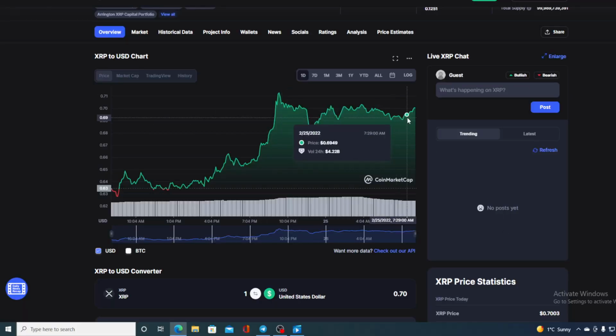Now, of course, I would need to tell you that I'm not a financial advisor, so if you are looking to invest in any kind of cryptocurrency, you should do your own research. But before I tell you where the price is gonna go, I have some more interesting news to tell you about XRP. And do not be surprised, folks.